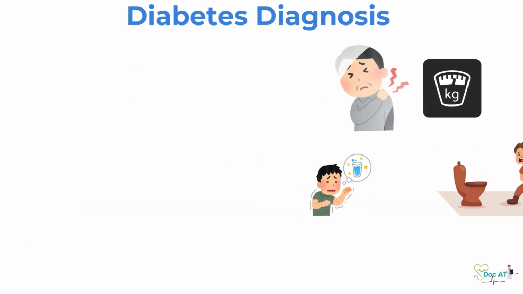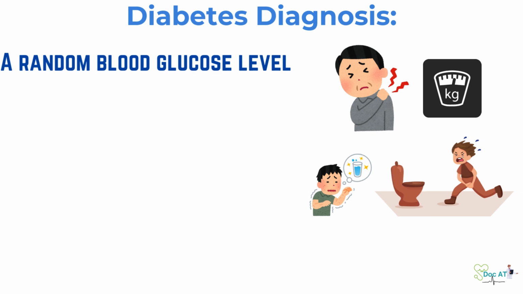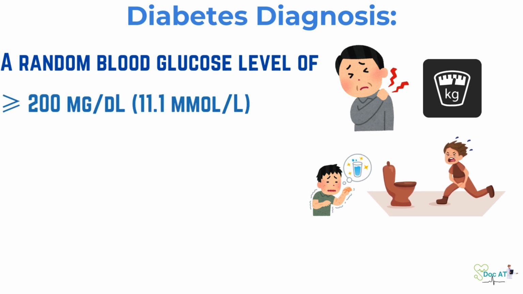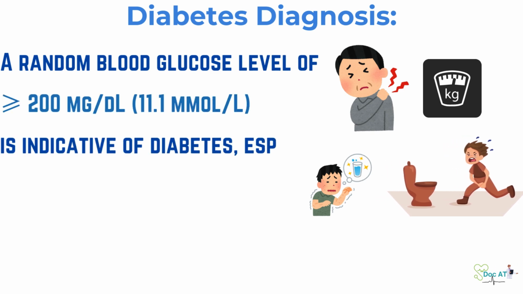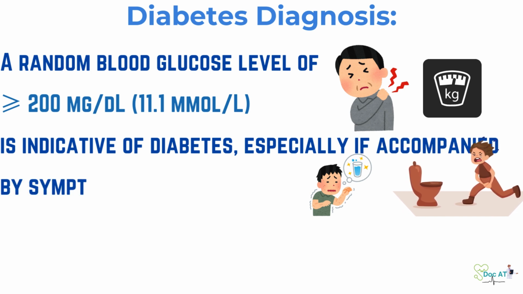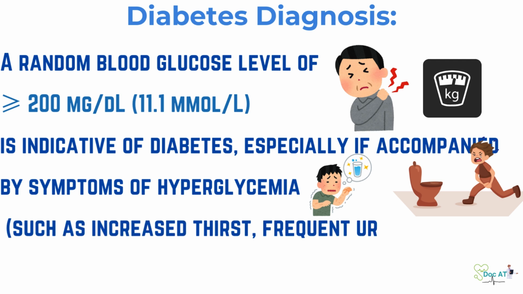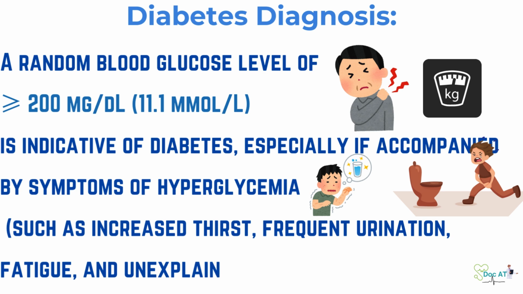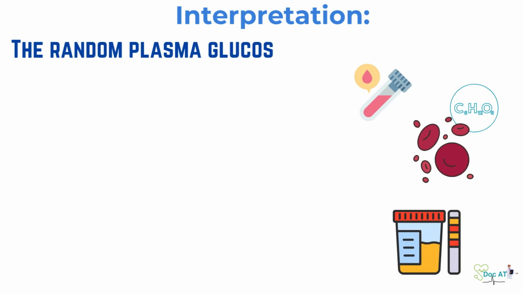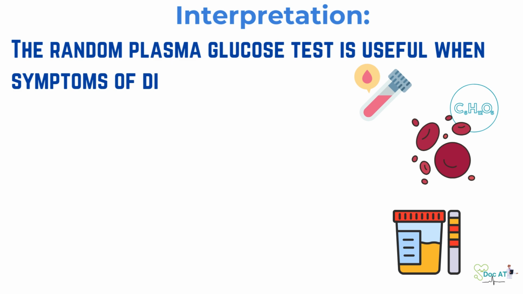Diabetes diagnosis: a random blood glucose level of greater than or equal to 200 milligrams per dl, 11.1 millimoles per liter, is indicative of diabetes, especially if accompanied by symptoms of hyperglycemia, such as increased thirst, frequent urination, fatigue, and unexplained weight loss. Interpretation: the random plasma glucose test is useful when symptoms of diabetes are present.